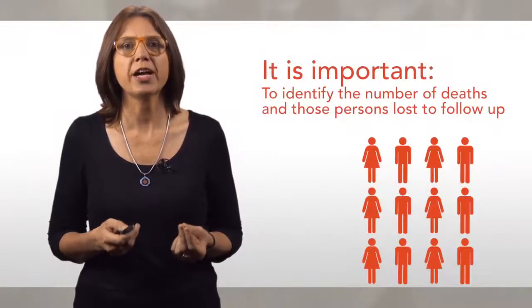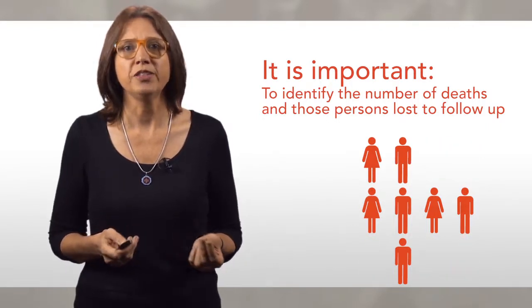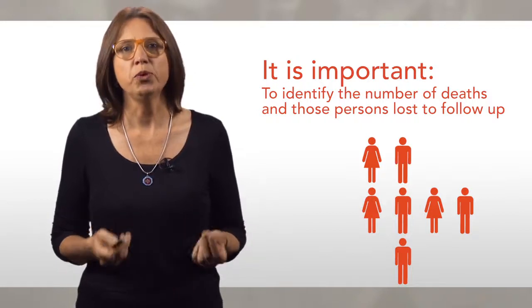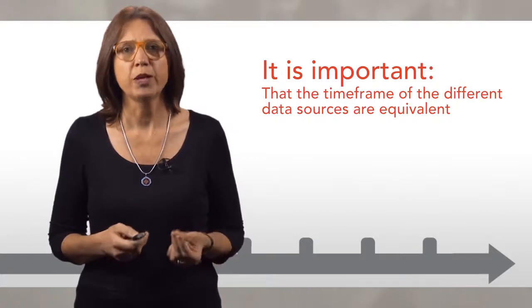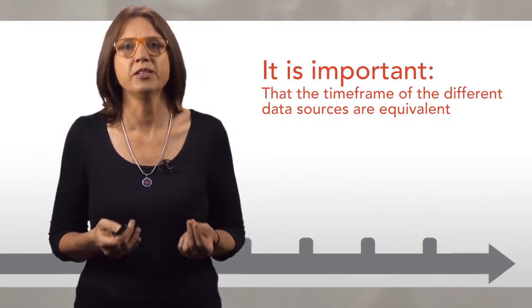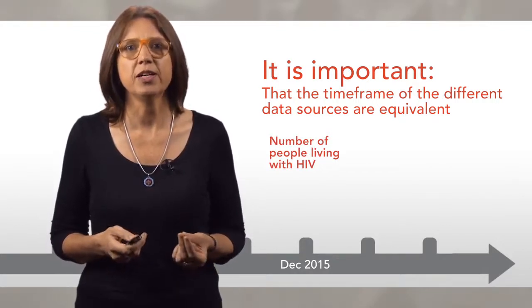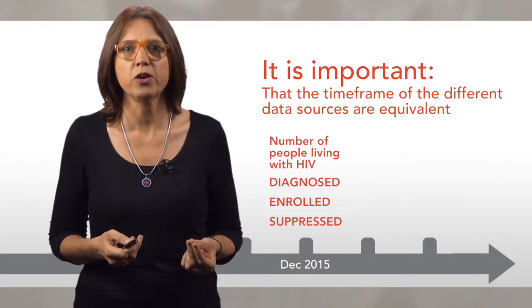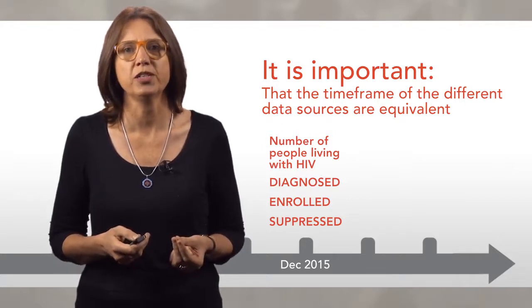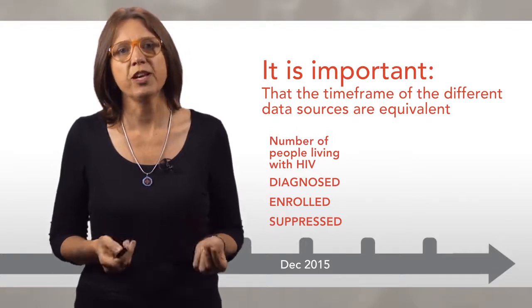Thirdly, it is important to accurately identify the number of deaths and those persons lost to follow-up, and this is sometimes not available. It is important that the time frames of the different data sources are also available and equivalent. For example, if the estimated number of people living with HIV as of December 2015 is the desired time, then the number of diagnoses, enrolment in care, on treatment and suppressed viral load should also be December 2015. This is not always possible as data collection times vary, and this will in fact affect the final cascade result.